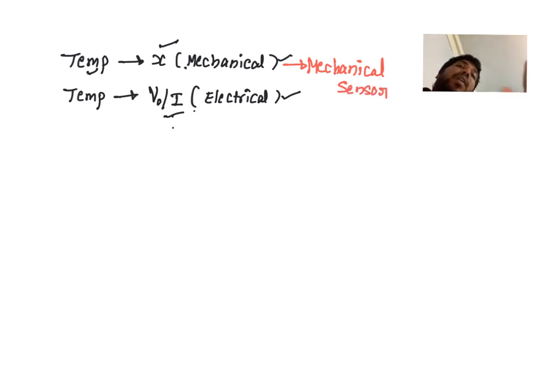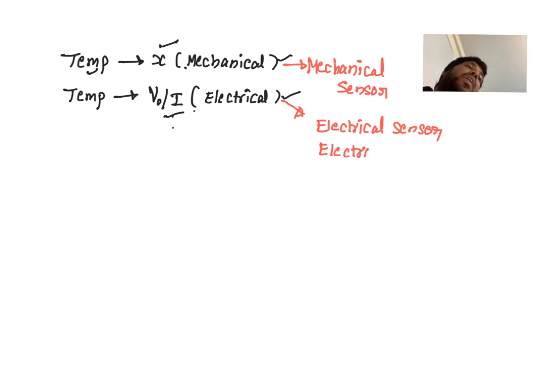So in the fourth case and fifth case, the output, whatever we are getting, that is electrical form. Now these kind of sensors, again, they are classified into two different types. Either these are clubbed into electrical sensors, or these are also clubbed into electronic sensors.